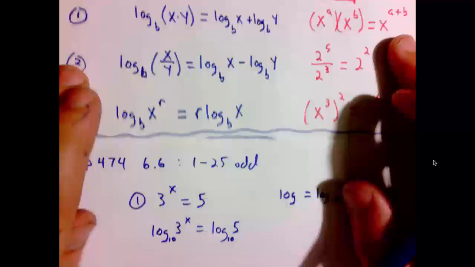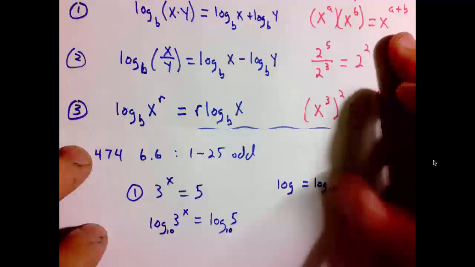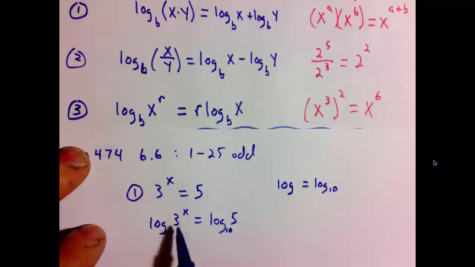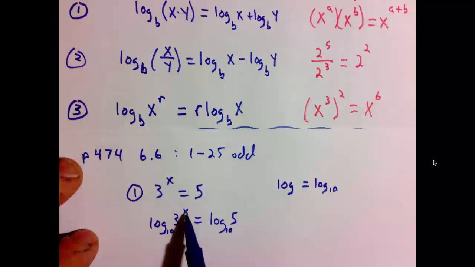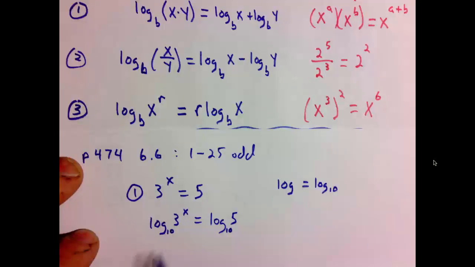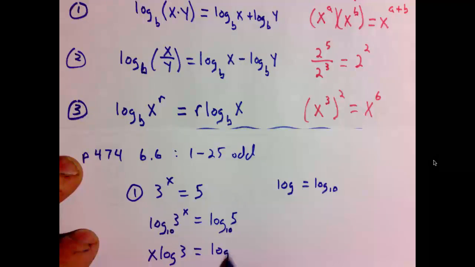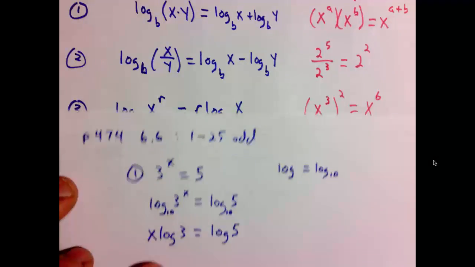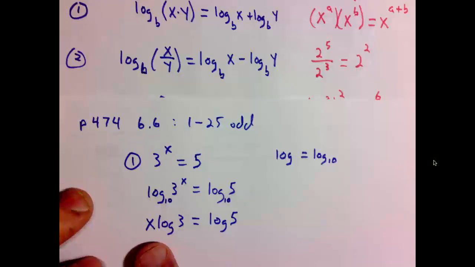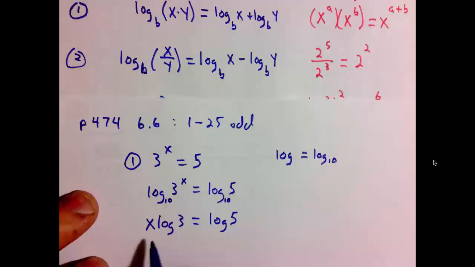All right, so when we have the log of some number to some power, the exponent will simply come out in front and be multiplied by this. So this becomes x log of 3. I'm no longer going to write the base 10 down here. Equals log of 5. Alright, now I can solve for x. I can solve for x by dividing by log of 3 on both sides.